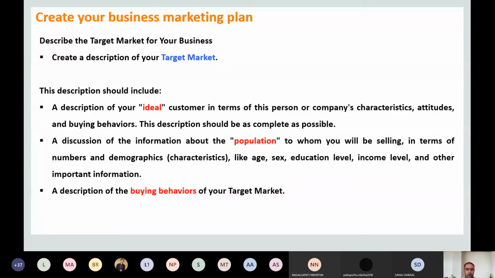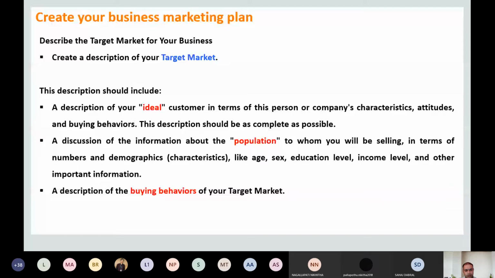Then someone told about drones. Drones, not everyone is going to use. It may be for military purposes, or for monitoring purposes, or during pandemic or epidemic situations, or earthquakes and natural calamities. You can use drone systems. So your population or your target customers are going to be different.